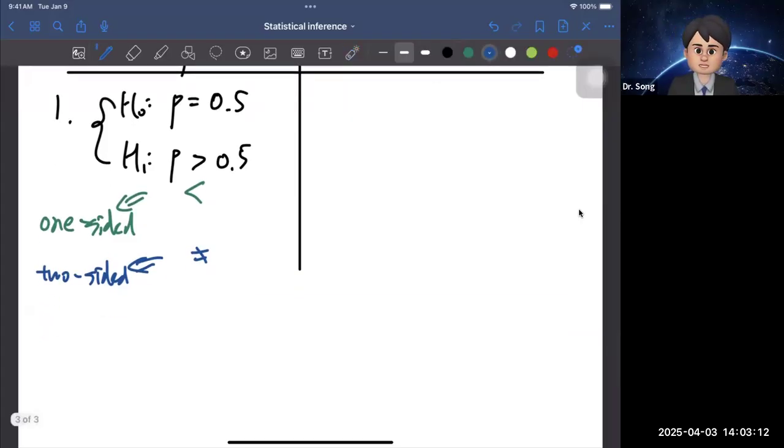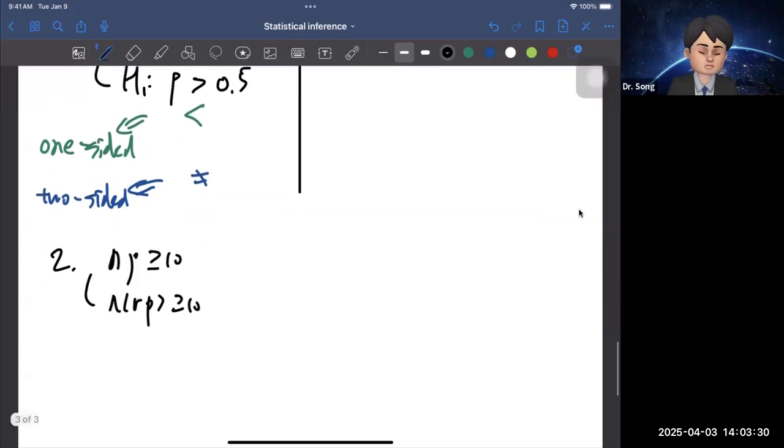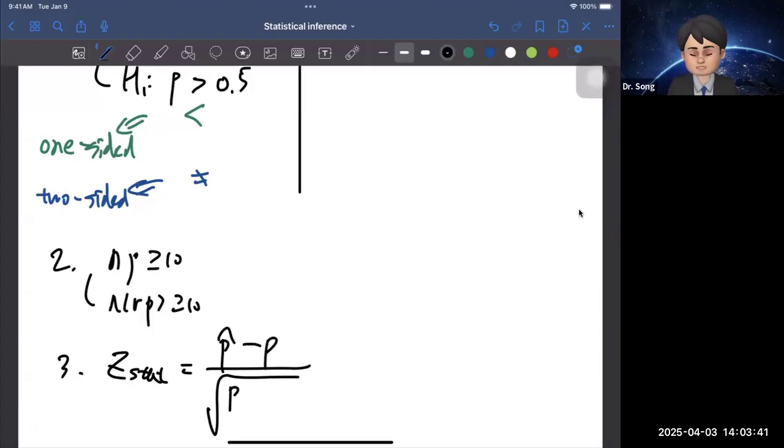And then as a second step, you check the condition. For the proportion, I said always use the normal distribution, but you need to check n times p is greater than or equal to 10, and n times 1 minus p is greater than or equal to 10. If this condition is not satisfied, then you cannot do the hypothesis test using the normal distribution. But this one for sure should be satisfied. In that case, you calculate the test statistic, which is the z-test statistic: p hat minus p over the standard error, square root of p times 1 minus p over n.